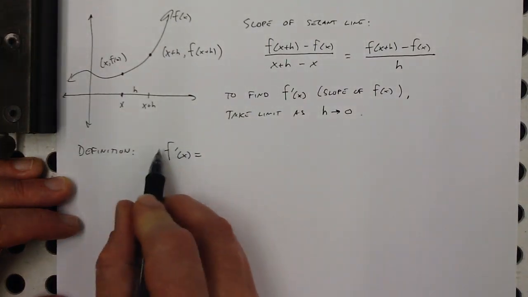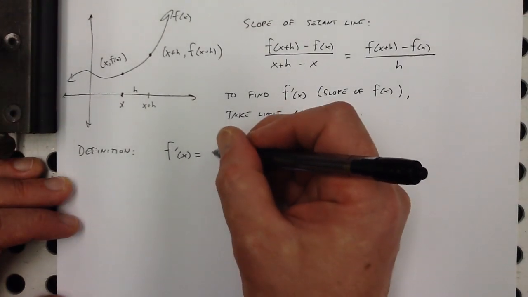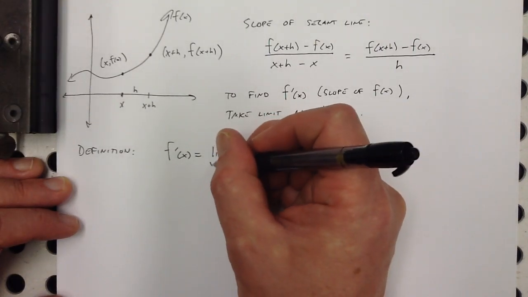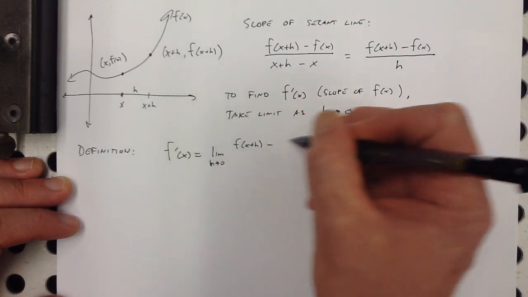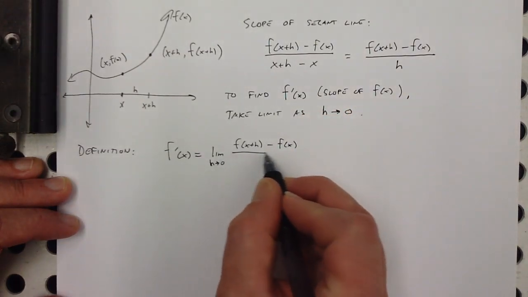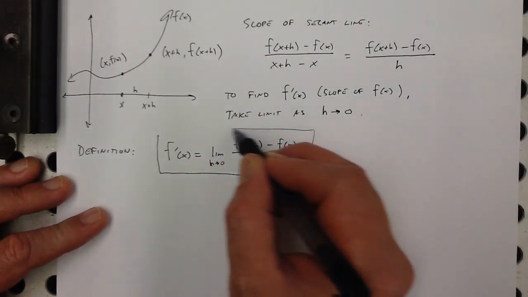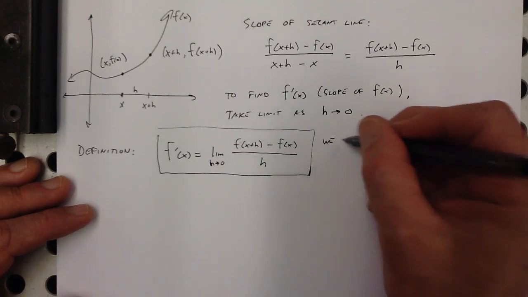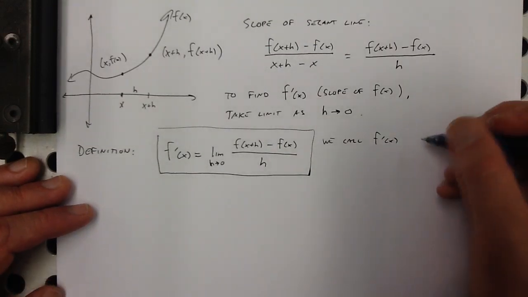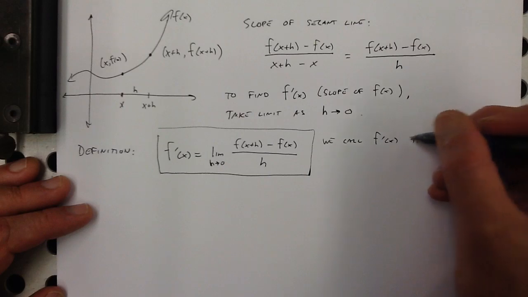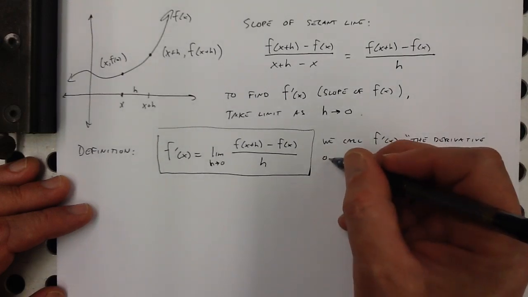the slope function, right? Notice this is not a c now, this is a recipe for finding the slope wherever you want. F prime of x is equal to the limit as h approaches 0, f of x plus h minus f of x all over h. We say f prime of x a lot, but we also call that the derivative of f of x.